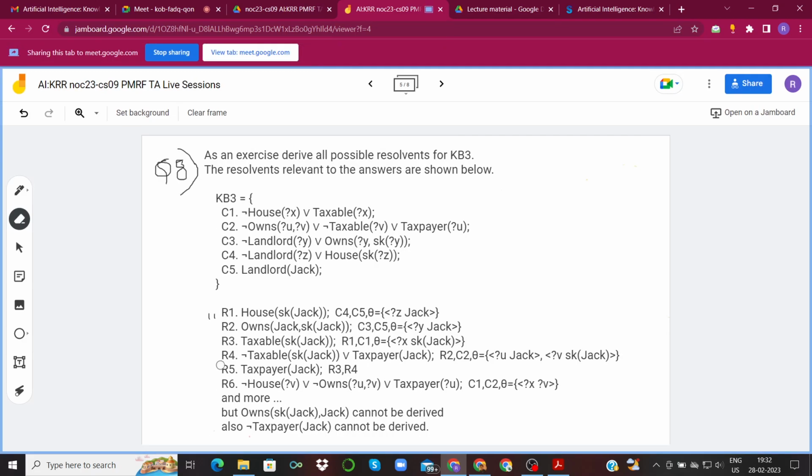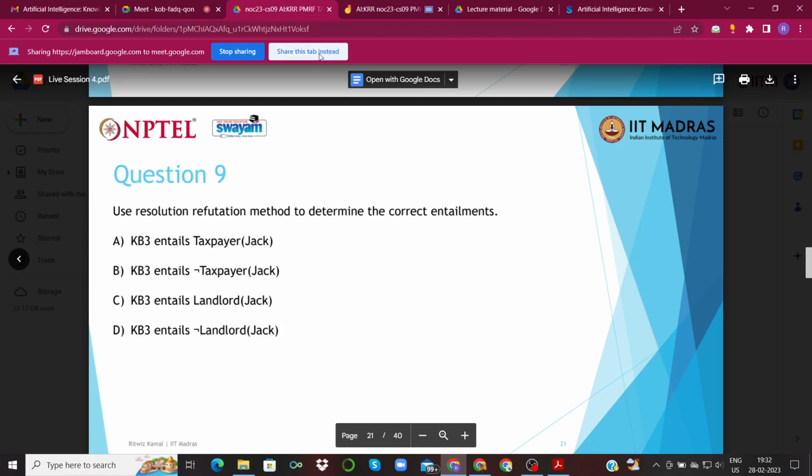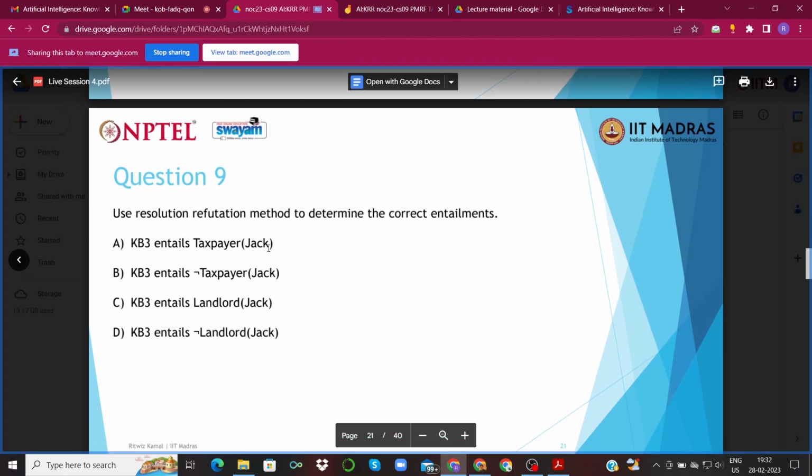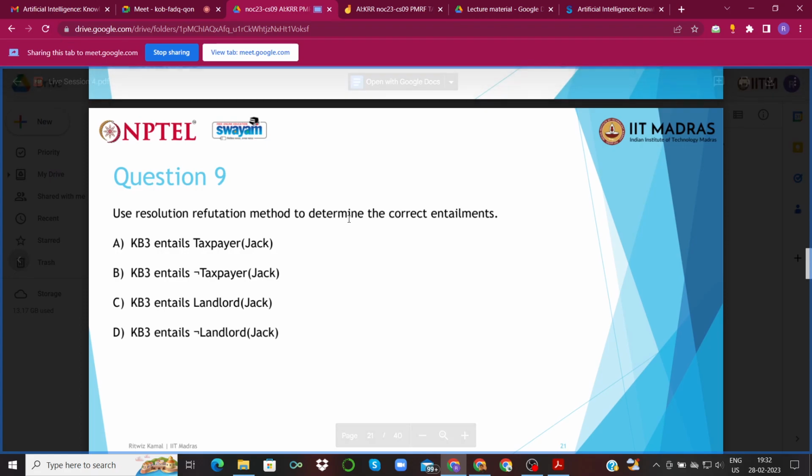One of them we actually just saw. We just saw that we can derive Taxpayer(Jack) from here. We can already see that Taxpayer(Jack). So option A will be a correct option that we can straight away say based on the steps that we followed for the last question.